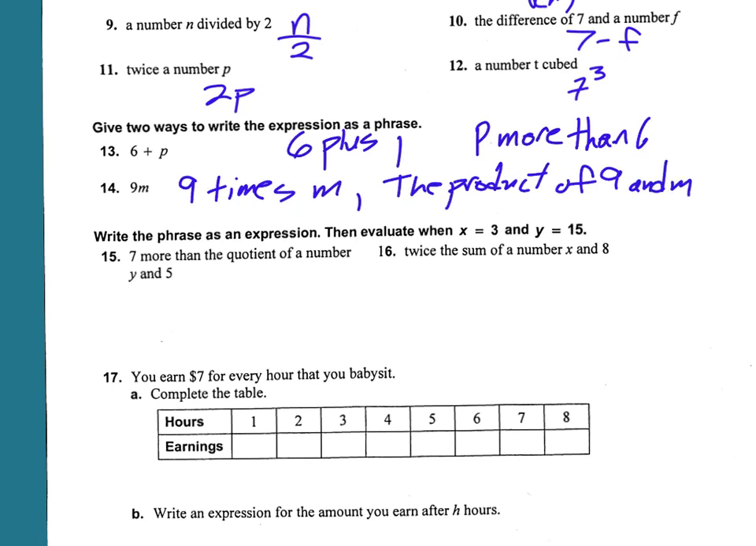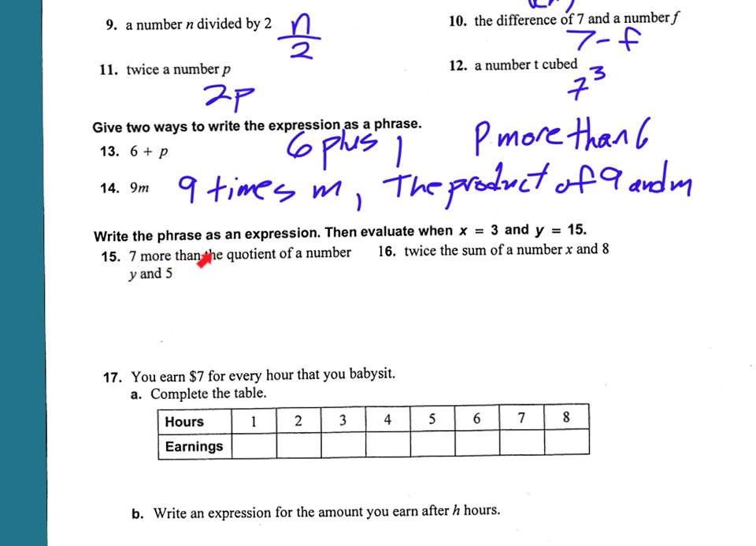Okay, number 15, write the phrase as an expression, then evaluate it. So we're kind of putting what we did yesterday with substitution together with what we are doing today. So 7 more than the quotient of a number. Oh my gosh, look at that. There's so much going on. So let's just focus on a little bit at a time here. So 7 more than the quotient of a number y and 5.